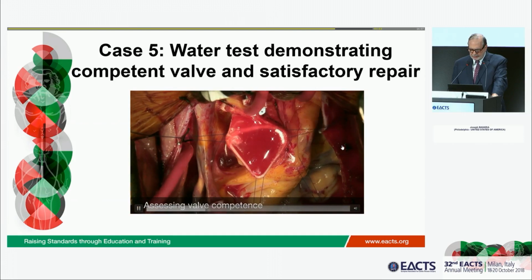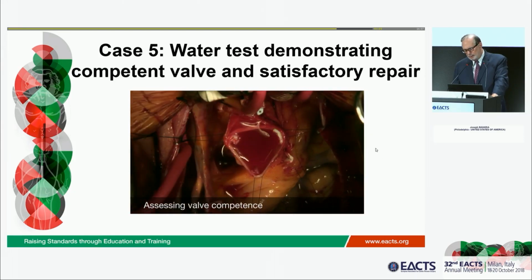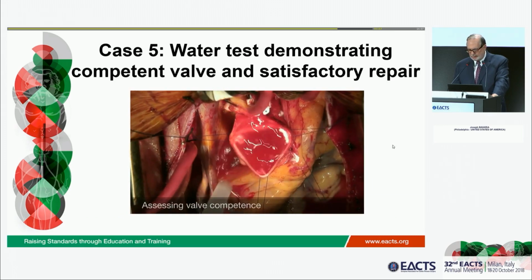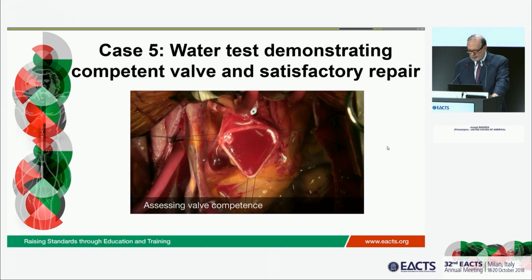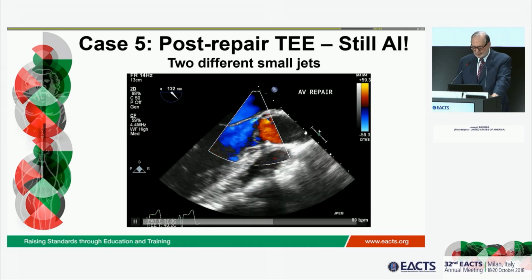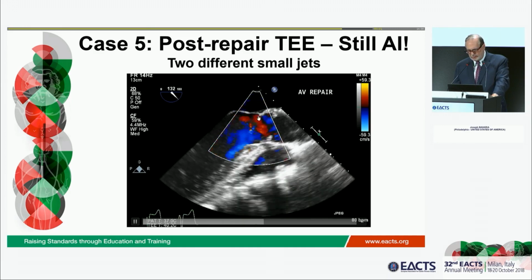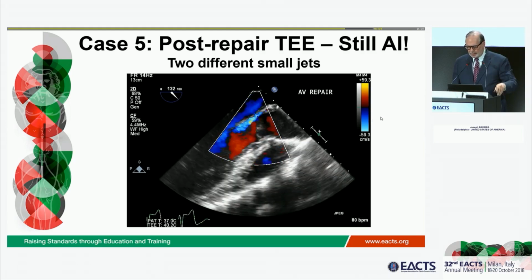So in this particular case, we're assessing valve competence. He's only 29 years old. I'm happy with the valve repair. It looks reasonably decent. And I'm going to just go ahead and close and look at the echo. And here's my echo. And you can see that I've got a little leak here on the commissural leak, and I've got a leak here at the coaptation zone. So I'm not totally happy in a 29-year-old.